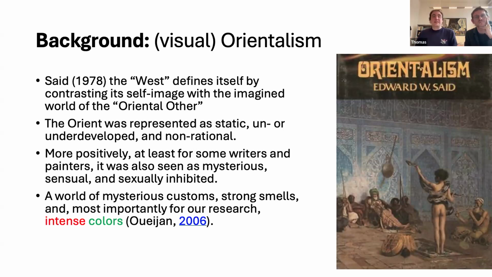So Said stated that the Orient was represented as static, or underdeveloped, and non-rational, right? And this is all, of course, the contrasting image that the West had of itself. And more positively, at least for some writers and painters in the 19th century, it was also seen as a very mysterious, sensual, and maybe also sexual world, sorry, difficult word for a Dutch speaker. So a world of mysterious customs, strong smells, and most importantly for our research, also very intense colors.